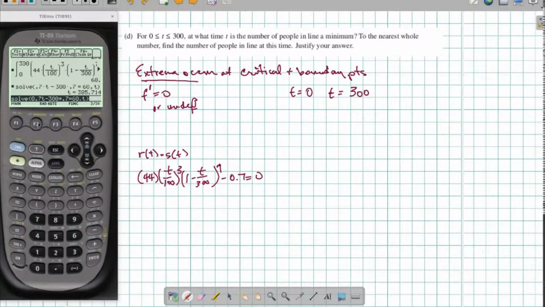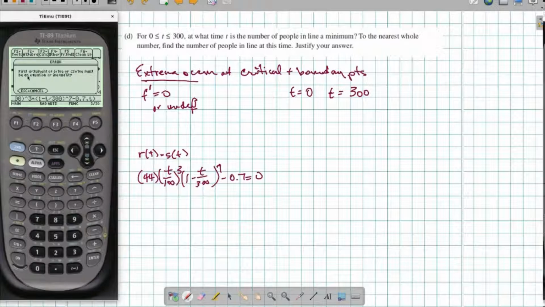We're going to do another solve. And we're going to solve for 44 times t over 100 cubed times 1 minus t over 300 raised to the 7th, and that's going to be minus 0.7. And I want to solve this for t. Now I will tell you that this will take a bit of time.